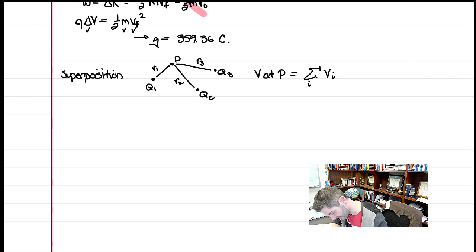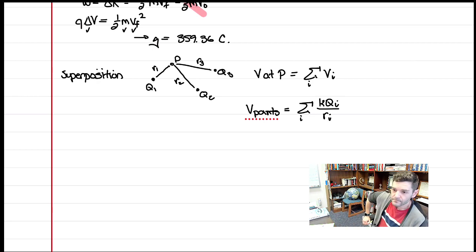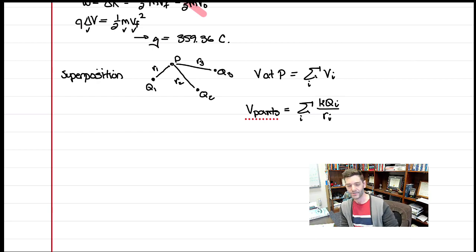So, for example, the V of a bunch of points would then be the sum of k Q sub i over r sub i, summing up over all the points. And typically, to make your life sane, if you're doing a bunch of points, you should probably use the same reference point for all of them. But again, you don't have to, because it's only differences that matter. But I don't know why you wouldn't. Anyway.